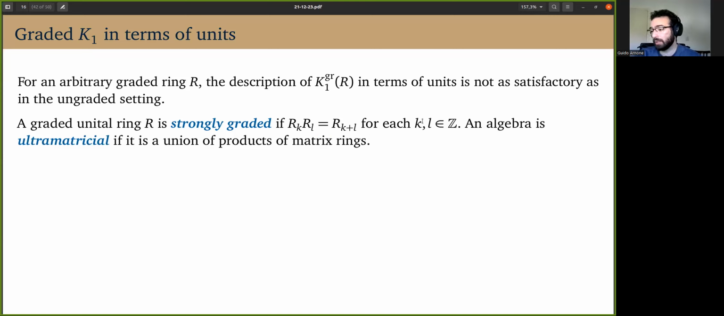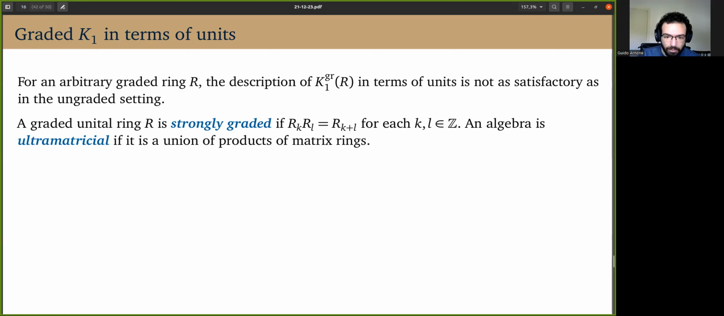That is, for example, one thing that Leavitt path algebras of graphs without sinks satisfy, and all of our graphs are primitive, so our Leavitt path algebras satisfy this condition. They're all strongly graded. Another condition a Leavitt path algebra satisfies is that its degree 0 component is ultramatricial. That means it is a union of rings which are products of matrix rings. So Leavitt path algebras satisfy these two things, at least in our case. They're strongly graded, and in general, their degree 0 component is ultramatricial. It's a union of matricial algebras.